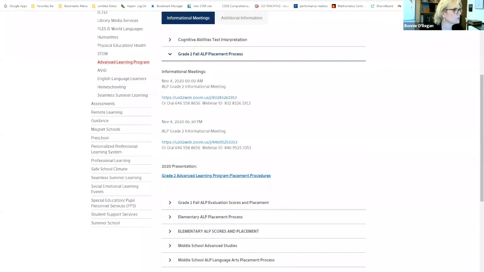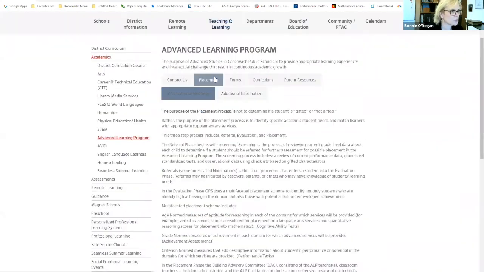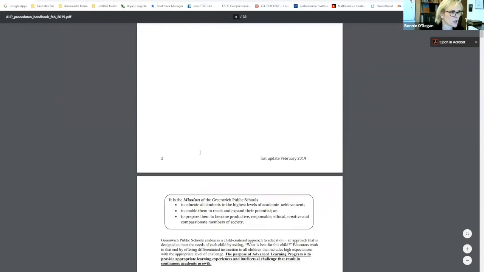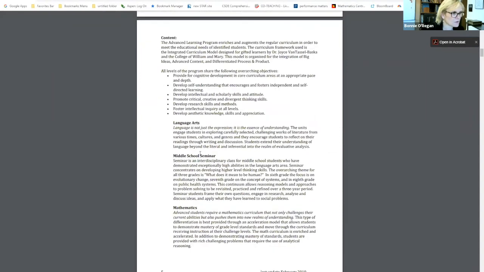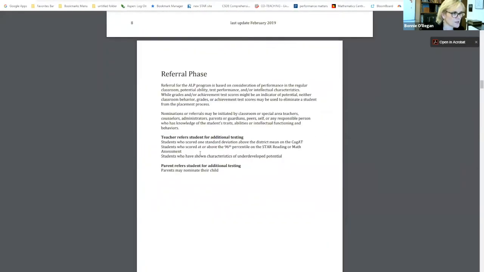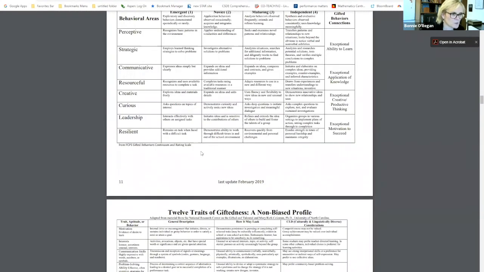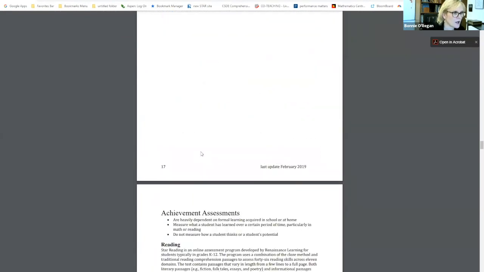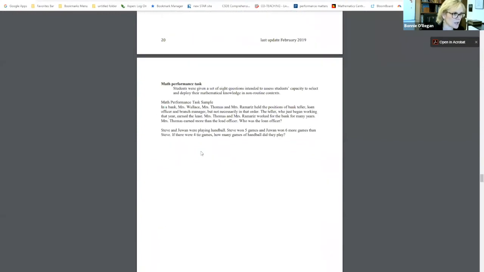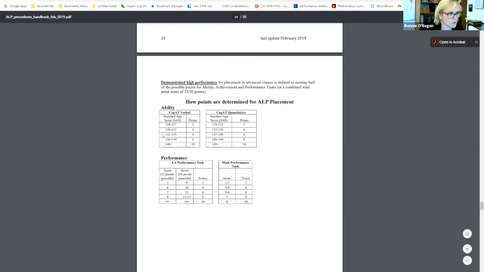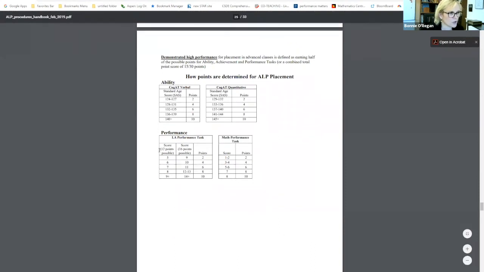Oh, the ALP handbook. If you go under the placement, you will see the placement procedures handbook is right here. In here, the updates. This is the normal process, the referral forms. Here's the list of the characteristics I refer to. Samples, these are the same samples that I'd given, and the points here. Here are the language arts points. At this point in time, we only use a 3-point rubric, so there's 12 points available.